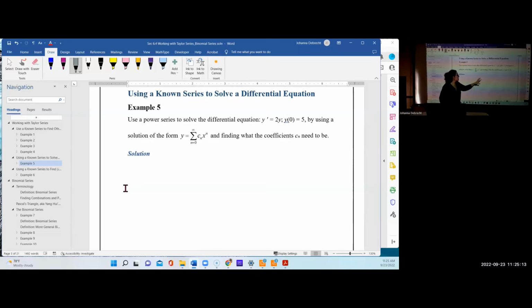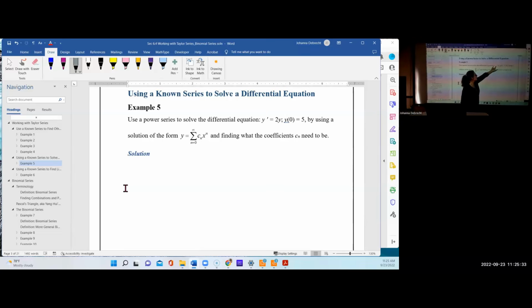So it is a power series, right? You see the x to the n here inside the series. That makes it a power series. And we're going to find out what the coefficients need to be for this to solve this equation. And you may be going, I have no idea how to start. Let's start with the differential equation.